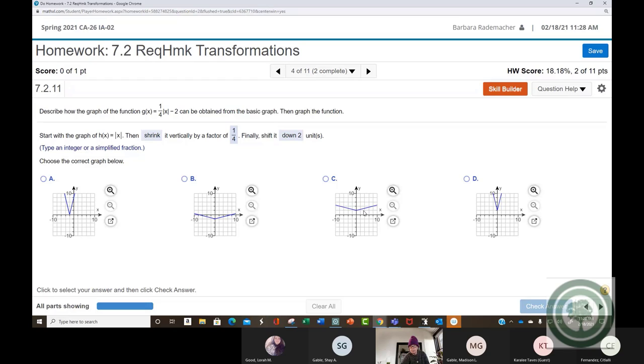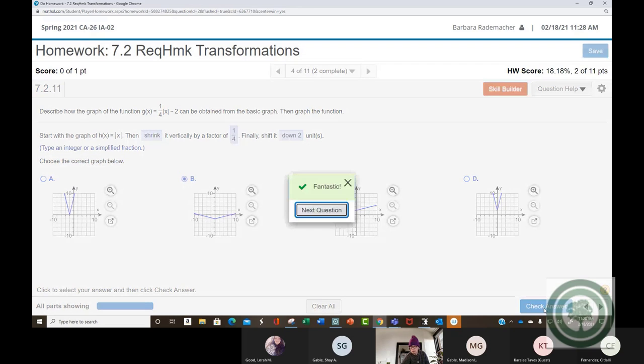This is moved up. This is skinnier. That's what would happen if you had a 4 and moved up. This is over to the side. That's a horizontal shift. That's a vertical shift up. That's a vertical shift up. This is a shrink, and so is that. But this goes up and you need to go down. So I'm choosing B. Fantastic. I love that.